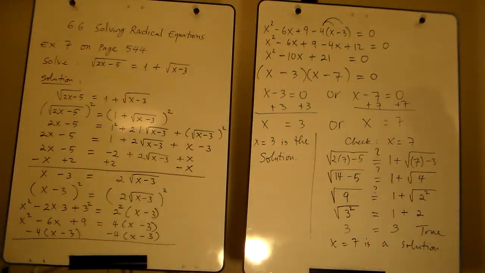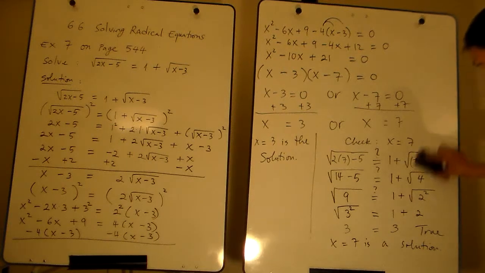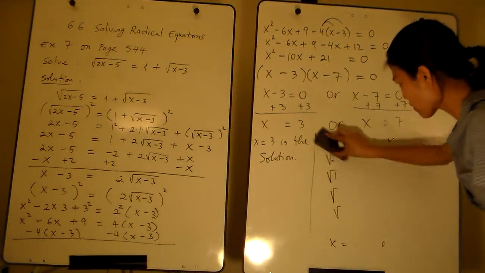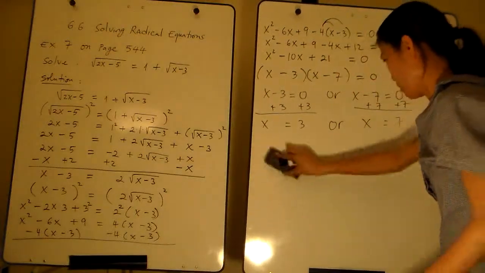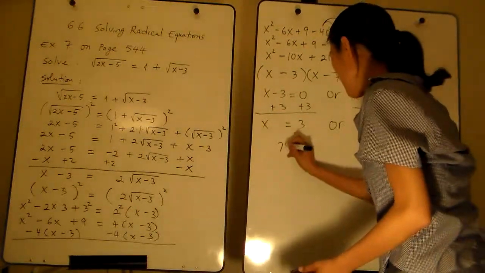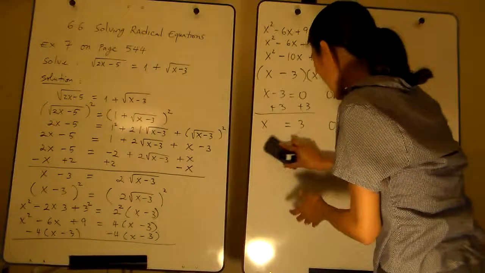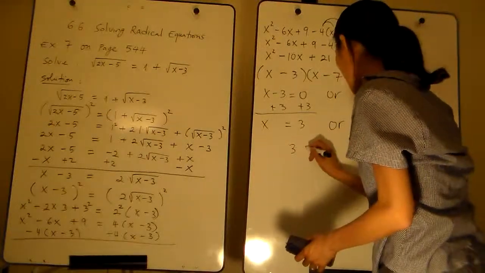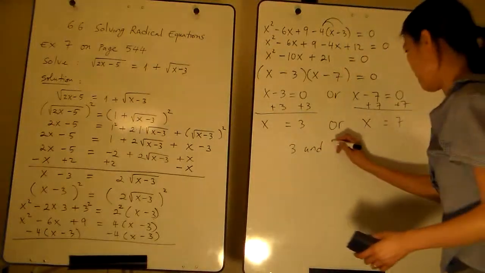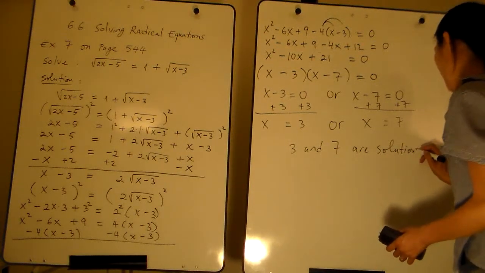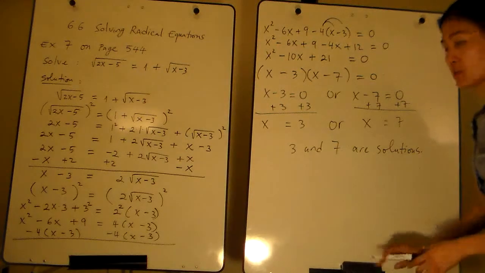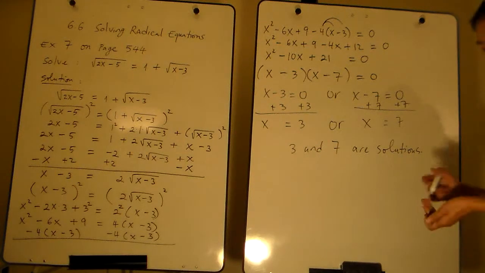So let me make space and write one statement. This is the conclusion. The solutions are 3 and 7, or you can say 3 and 7 are solutions. Okay? Either way.